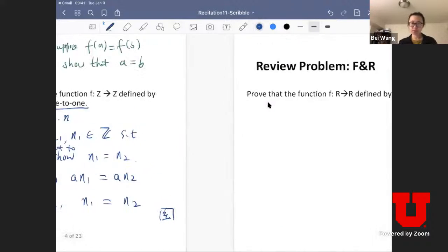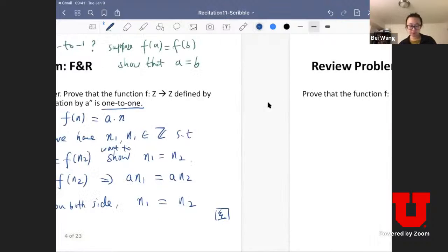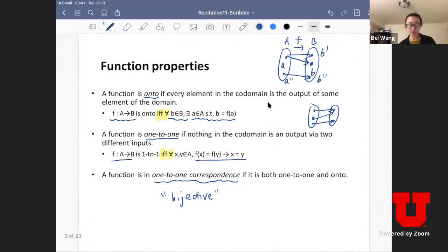Okay. The next one is I want to prove a function is onto. Remember the definition of onto? A function is onto if for any element in the codomain, there exists an element in the domain that maps to it.